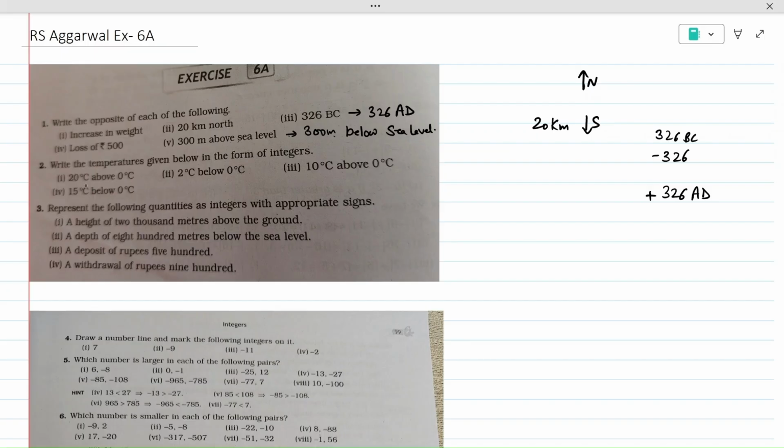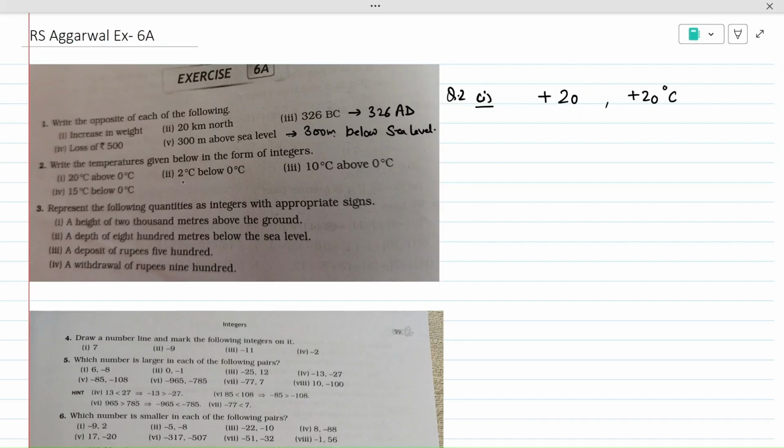Now let's go to the second question. Write the temperatures given below in the form of integers. So here we have to write the given temperatures in the form of integers. Let's do this. First one we have 20 degrees Celsius above 0 degrees Celsius. So that means it is above 0. Above 0 is plus. And what is the number? 20 degrees Celsius. So this is plus 20 degrees Celsius. This is the temperature. We are writing this in the form of integers. So since we are writing in the form of integers, we can also remove degrees Celsius here. We can write plus 20, or in terms of temperature, it is plus 20 degrees Celsius. In the form of integers, it is plus 20.